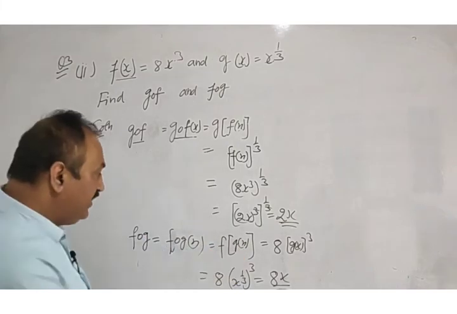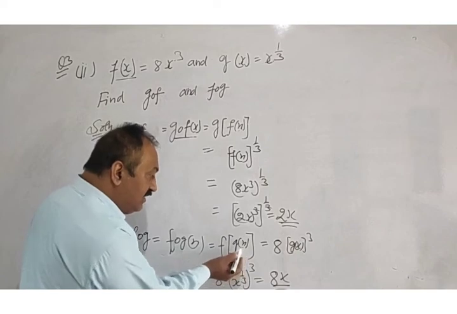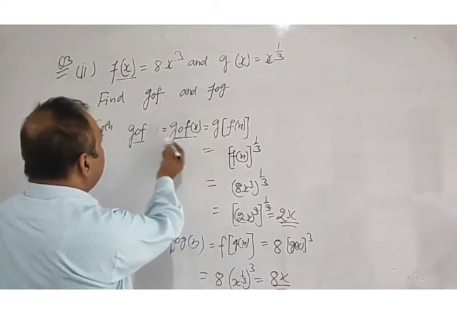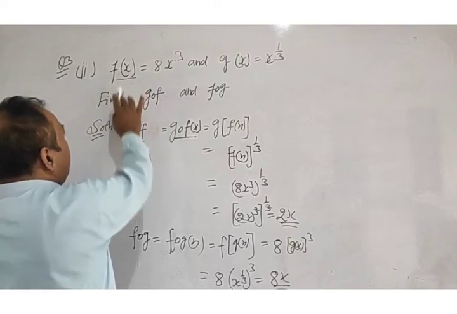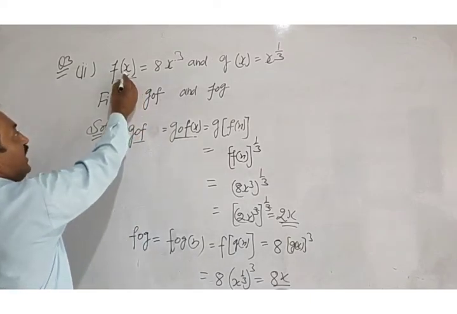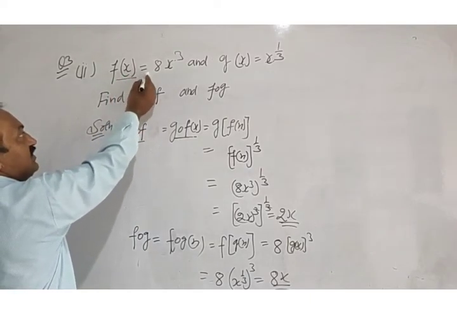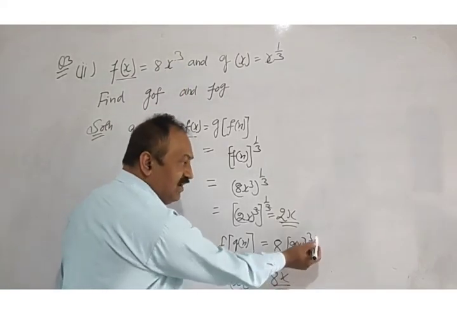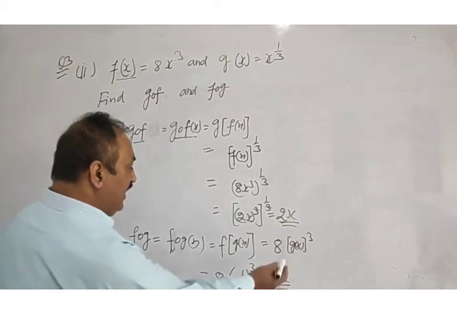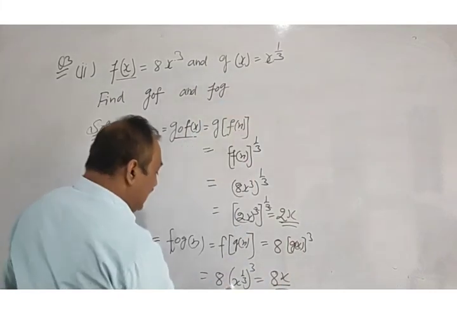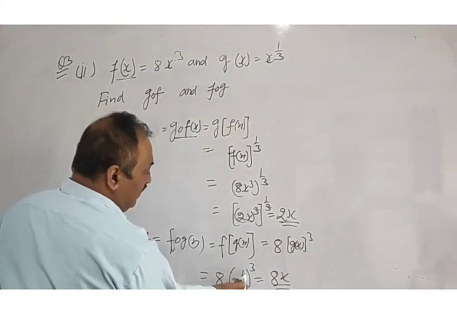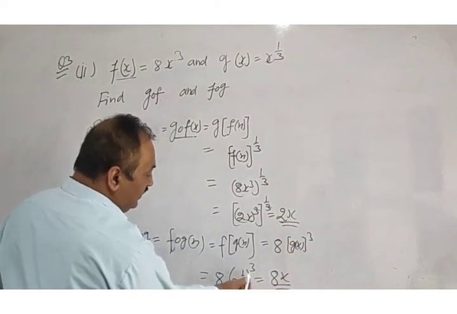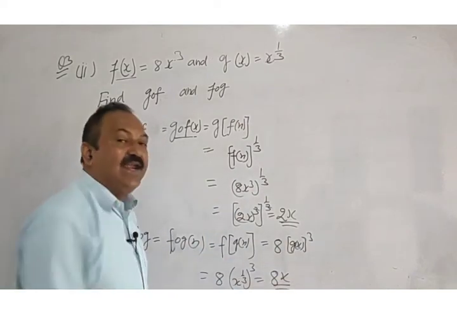In order to find the value of f of g(x), simply change x into g(x) in f(x). In f(x), changing x into g(x), we get f of g(x) is equal to 8 into g(x) cubed, 8 into g(x) raised to power 3. And putting the value of g(x), we get 8 into (x raised to power 1 by 3) raised to power 3, cutting 3 by 3, we get 8x.